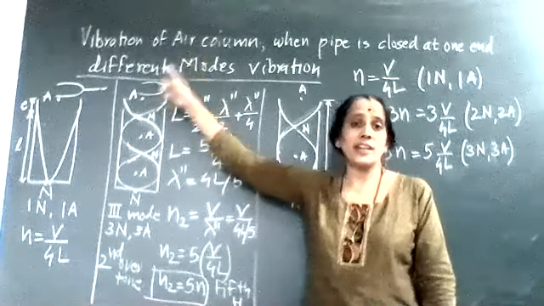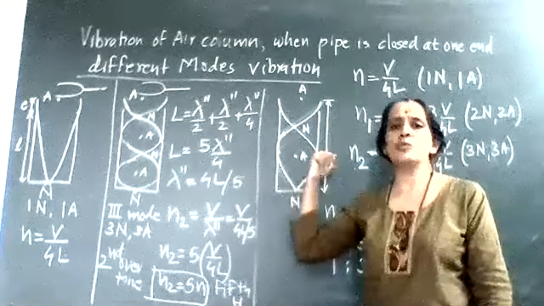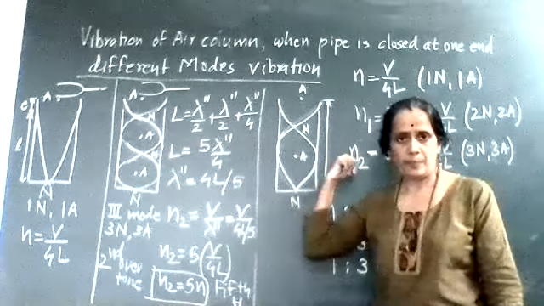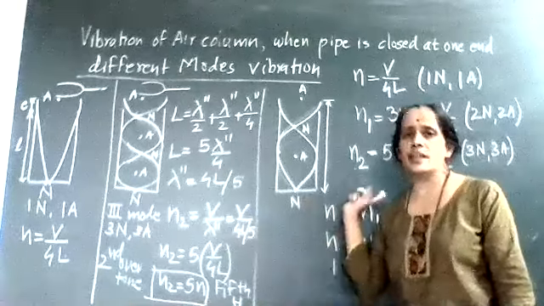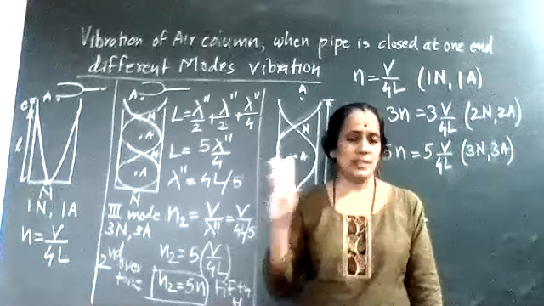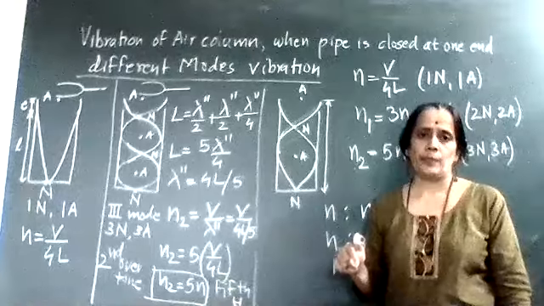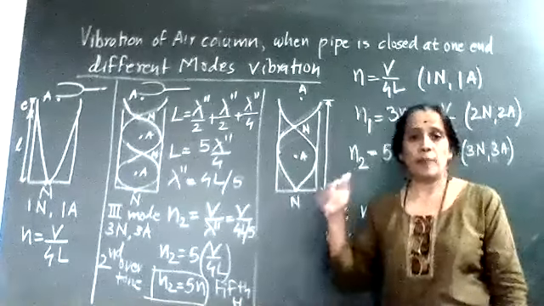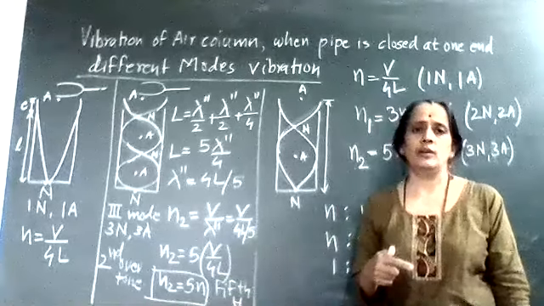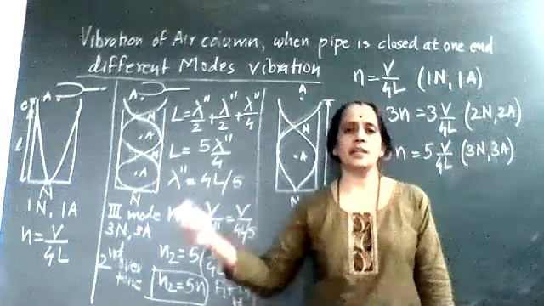Show the different modes of vibration of an air column when the pipe is closed at one end. So all 3 diagrams and all 3 frequency derivations: N, N1, N2. This is one. Or the question may be: show that when the pipe is closed at one end, the air column vibrates with odd integral multiples of the fundamental frequency.